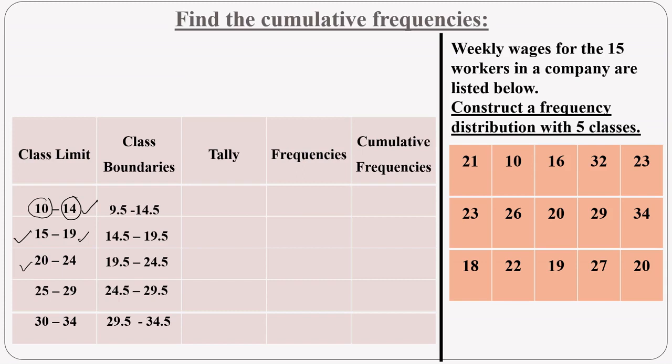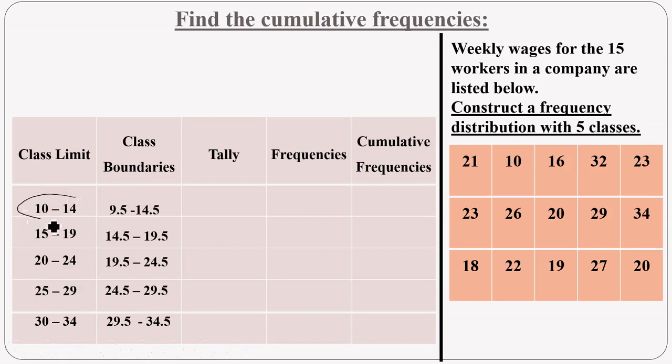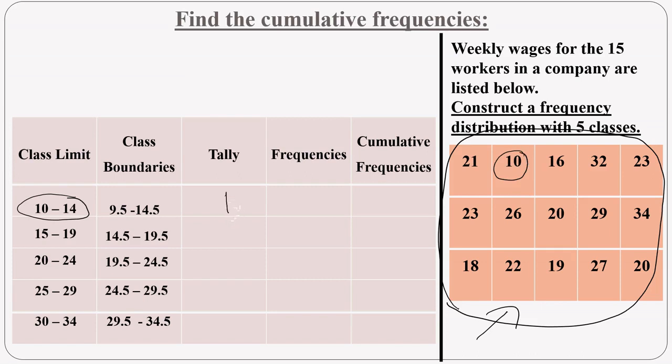Now we need to identify tally mark or tally bar. Now we will start with the first one. See, the first one is 10 to 14. So 10 to 14, see here, you need to look at the question on the right side. So this is the question. Can you see? I am rounding the question. Now from this 10 to 14, how many frequency is appearing? You need to check the total. See, the first one is only 10. So you need to write the tally 1.